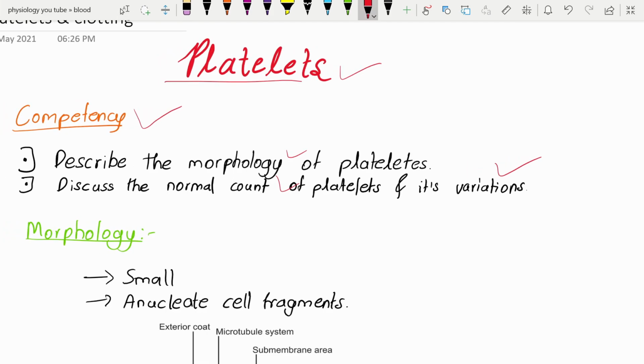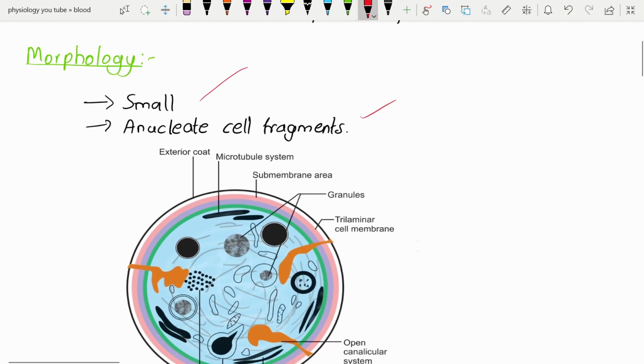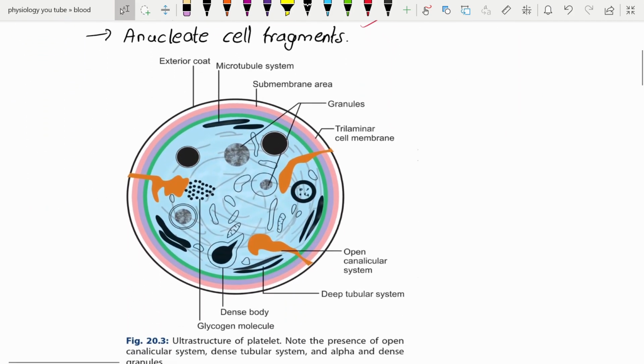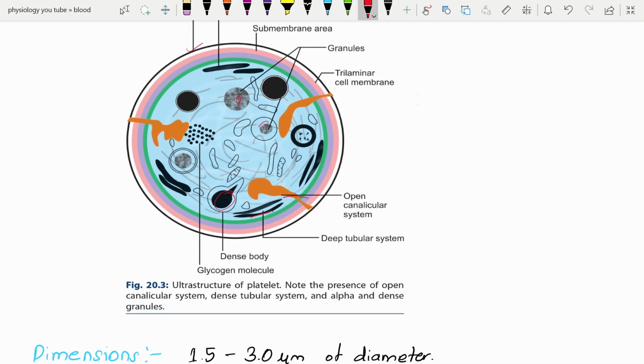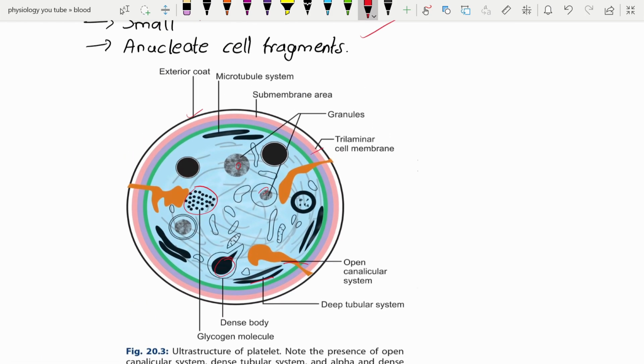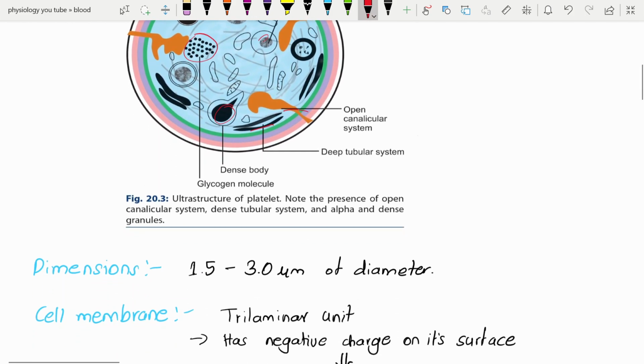Describe the morphology of the platelets and normal count and its variations. Morphology: these are small, anucleate cell fragments. As we know, these are the smallest of the whole blood cells. There is an exterior coat here and these are granules. Here is the open canalicular system, dense tubular system, dense bodies and glycogen molecules, trilaminar cell membrane, and here you can see the submembrane area. Okay, this is about the structure of the cell.